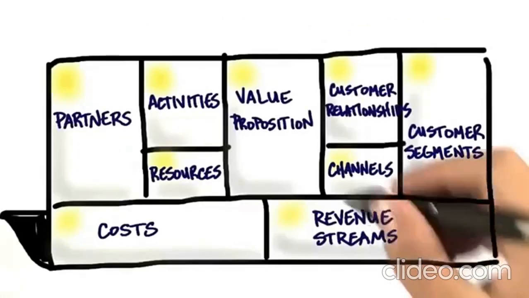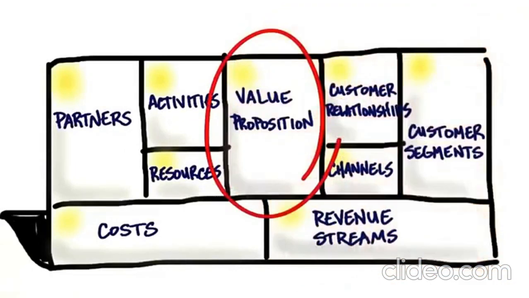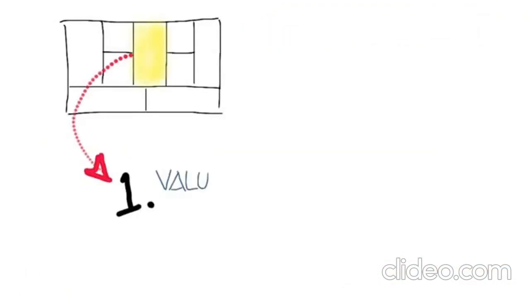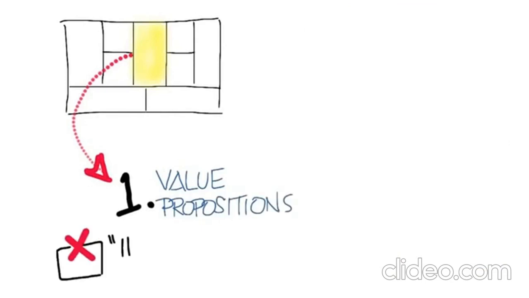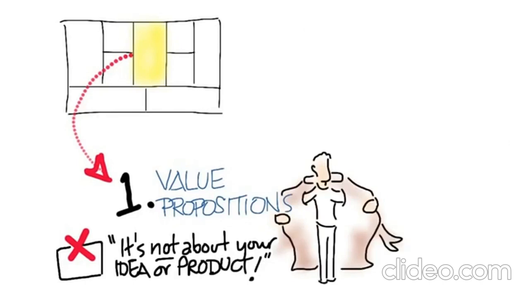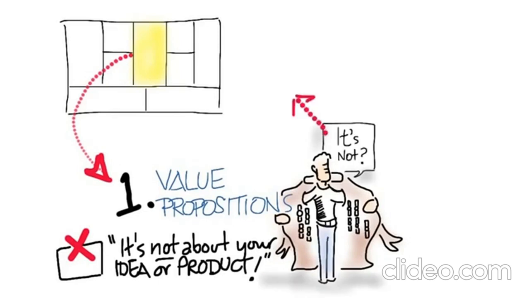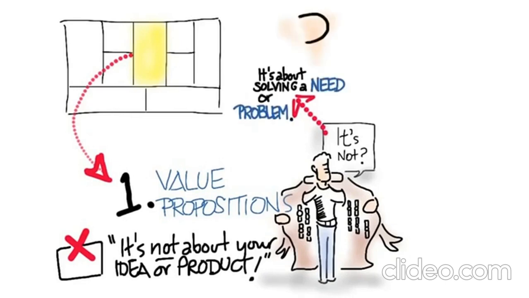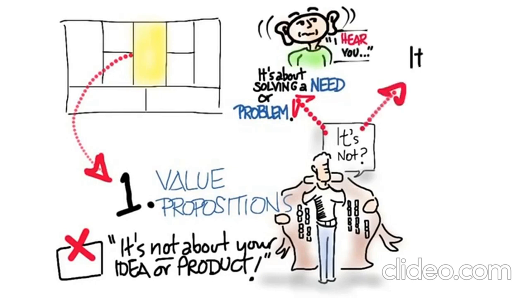Let's take a look at the first piece called the value proposition. The value proposition answers the question, what are you building and for who? The value proposition says, hey, it's not about your idea or product, it's about solving a problem or a need for a customer. That is, what pain are you solving, what gain are you creating, and more importantly, who are your customers? Now, value proposition is a fancy word for what product or service are you building.